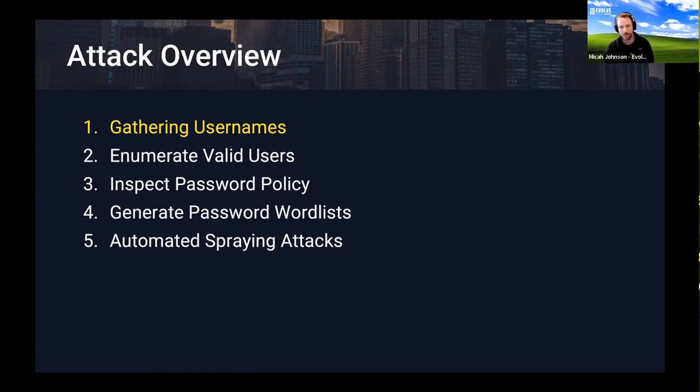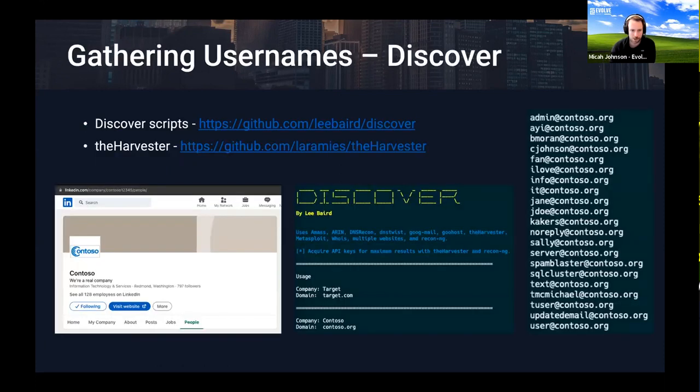That's why we want to gather as many potential usernames as we can, and try to utilize the username enumeration vulnerability to determine which accounts are valid or which are invalid. So the first step of the process is gathering usernames. We're going to start at a high level. So gathering usernames. This is Discover Scripts.